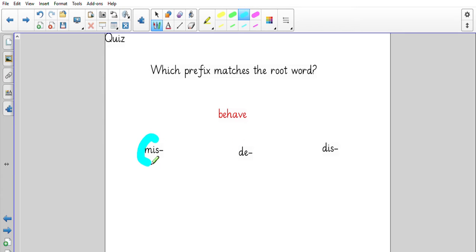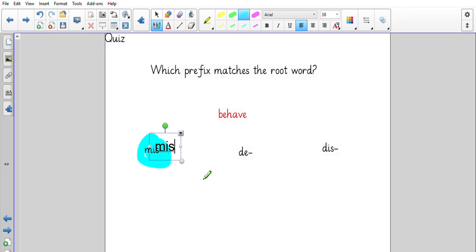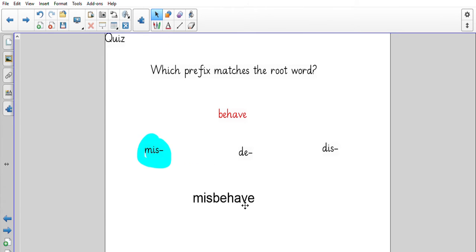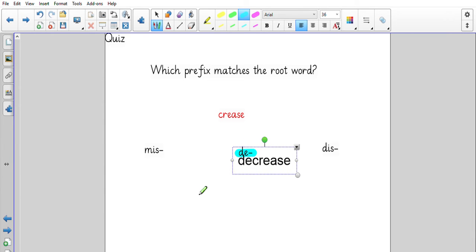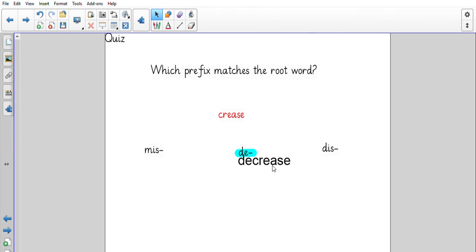Okay, well done. If you said misbehave. Okay, misbehave is the correct word. Well done if you got that right. Okay, next one. Crease, miscrease, decrease or discrease. Well done if you said decrease. Okay, so if you decrease something, it's getting smaller, there's less amount there.